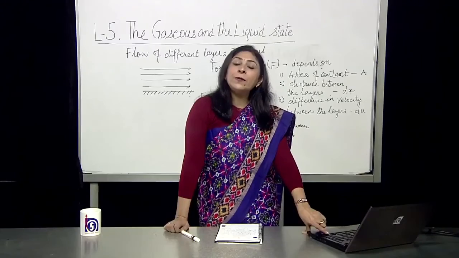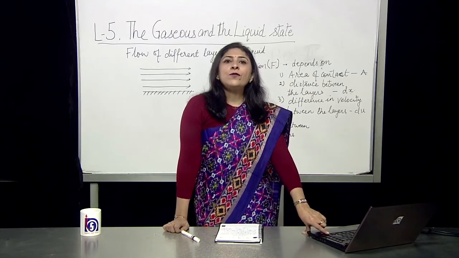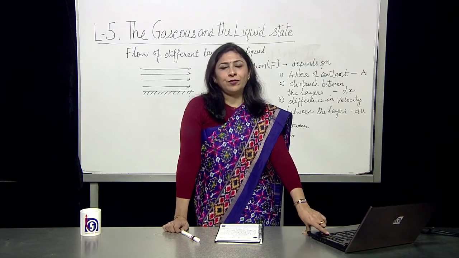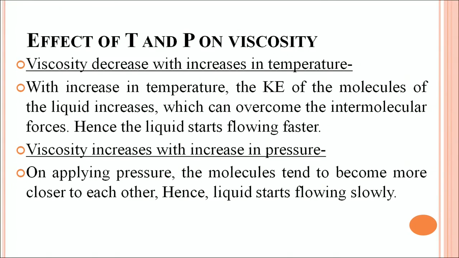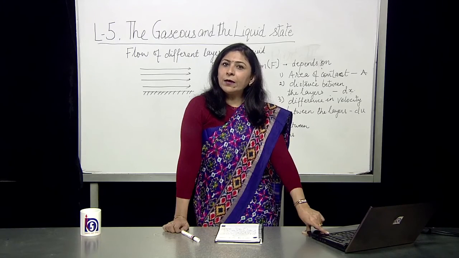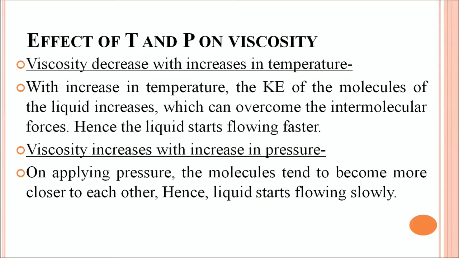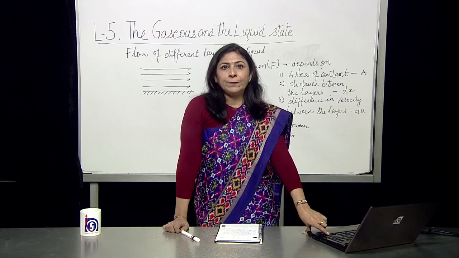Now, viscosity depends on temperature and pressure also. Viscosity decreases with increase in temperature. With increase in temperature, as you know, the kinetic energy of the molecules of the liquid increases, which can overcome the intermolecular forces, hence the liquid starts flowing faster. So, if you heat it, the liquid will become a little less viscous. Then, viscosity increases with increase in pressure. On applying pressure, the molecules tend to become closer to each other, hence the liquid starts flowing slowly.